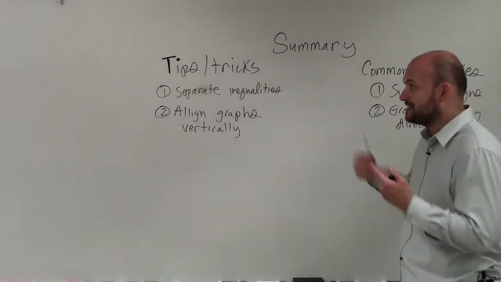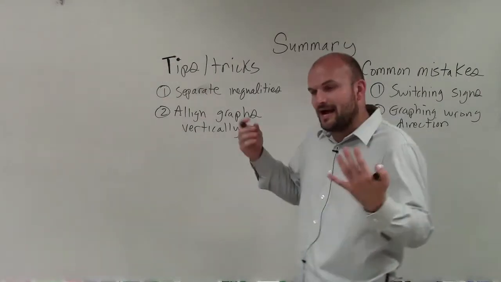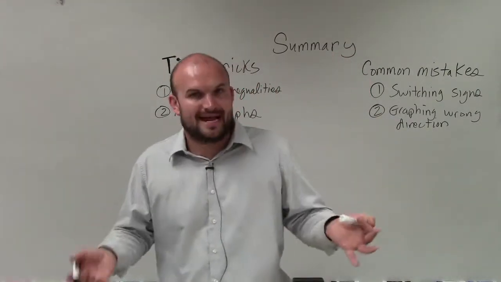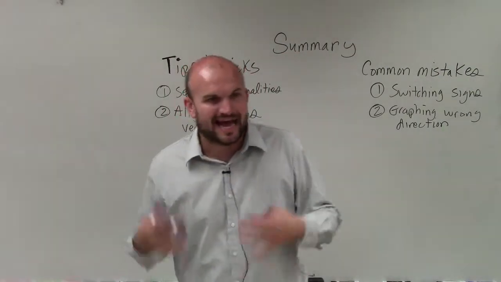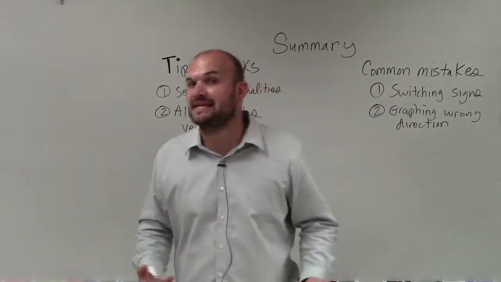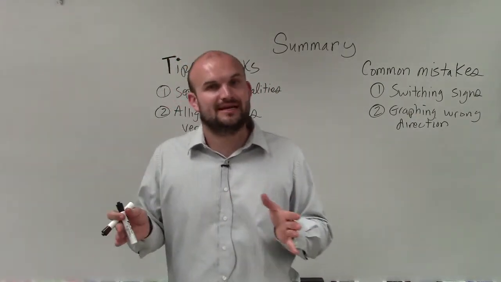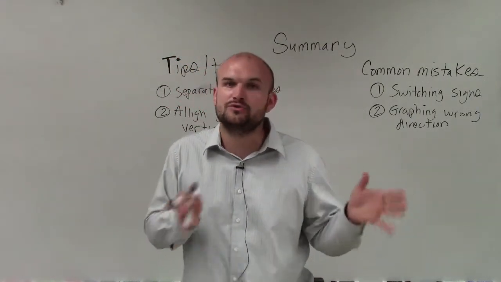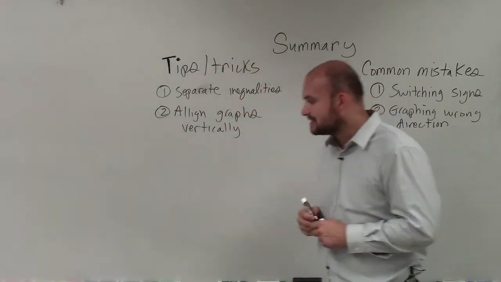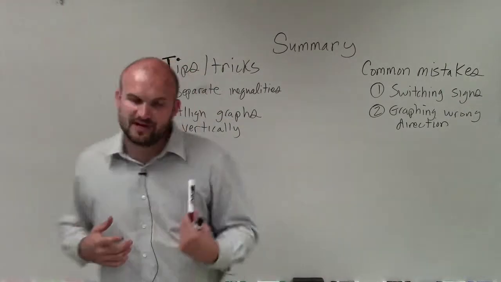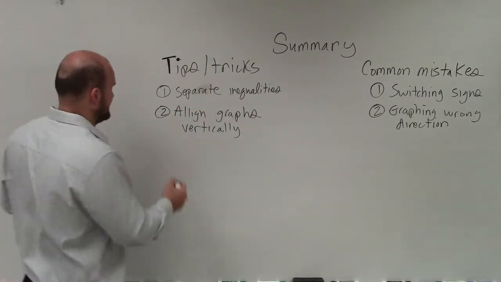So some common tips and tricks is exactly what I went into. Solve your inequalities separately. Even though on a compound inequality it's often easy to use your inverse operations, I see a lot of students making mistakes from there, so I think it's overall easier to separate a compound inequality into two different inequalities if it's not already done for you. The next thing is to align the graphs vertically, and I think this is very, very important when we're dealing with an "and" or an "or," but especially with an "and" inequality.